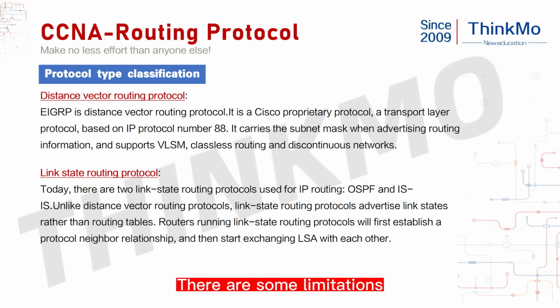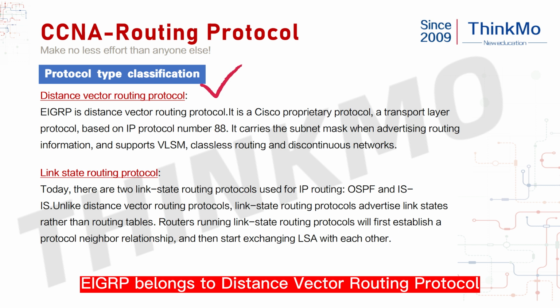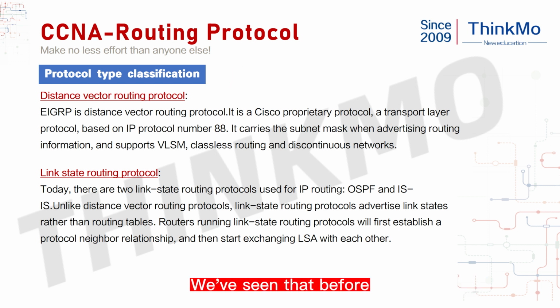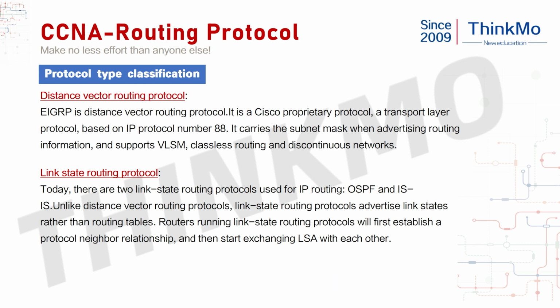There are some limitations, like OSPF and ISIS. They belong to the link state routing protocol. EIGRP belongs to the distance vector routing protocol. We've seen that before. Link state routing protocols pass the state of the link. These policies are mainly aimed at filtering at the route level.